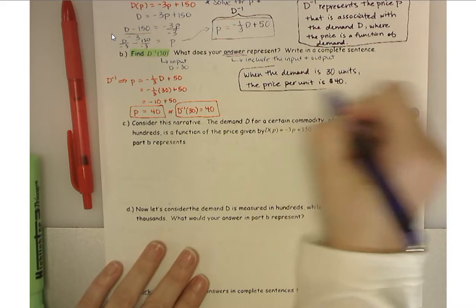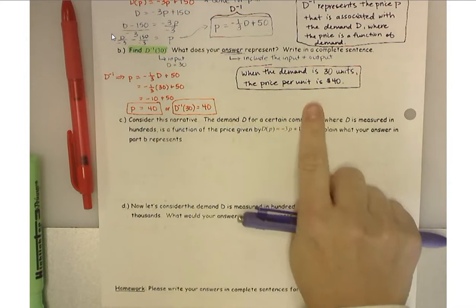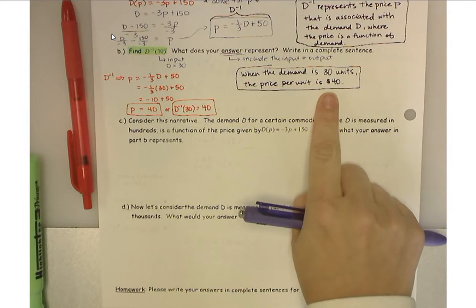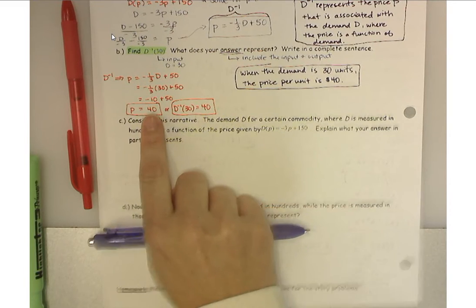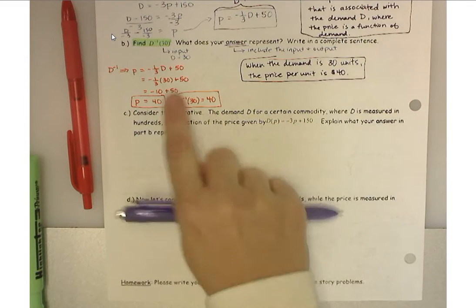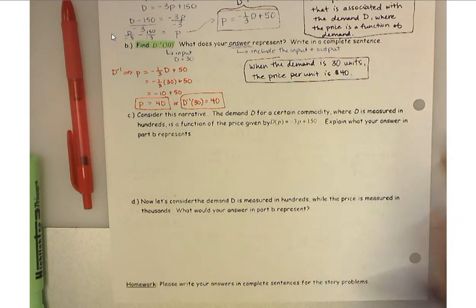Notice when I do my explanation, I'm going to start to add in what these numbers represent. It's not just 40, it's $40. It's not just 30, it's the 30 units. And you could even say the 30 units of the commodity.